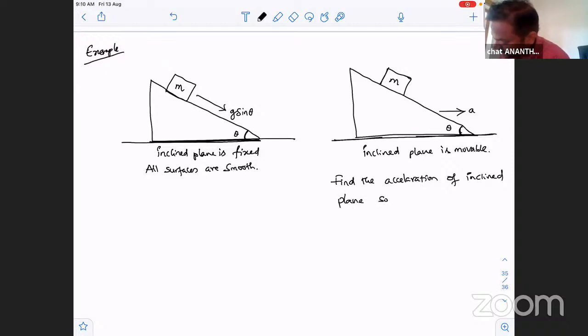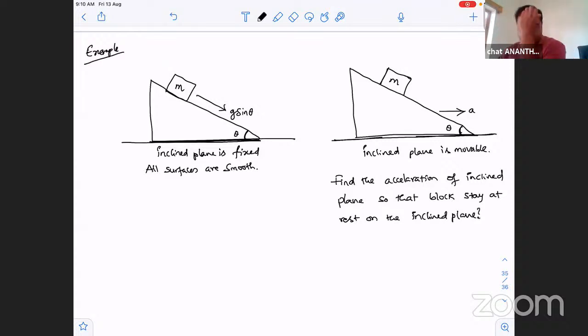So that the block stays at rest on the inclined plane. How should it be? It should be at rest on the inclined plane without sliding down. What acceleration should we give the inclined plane for that? That is the question. What should be the acceleration given to the inclined plane so that the block will stay at rest on the inclined plane?